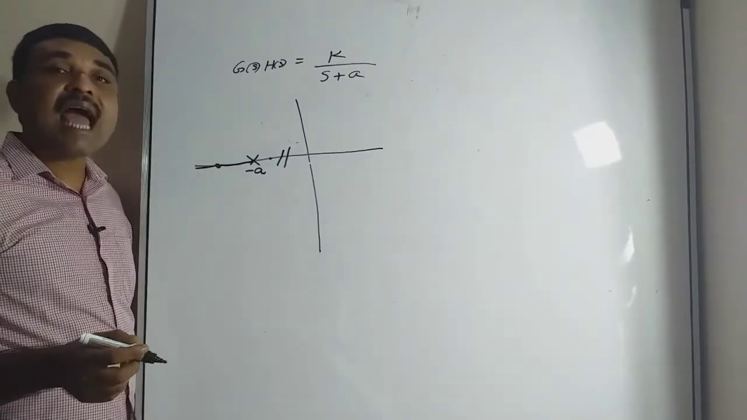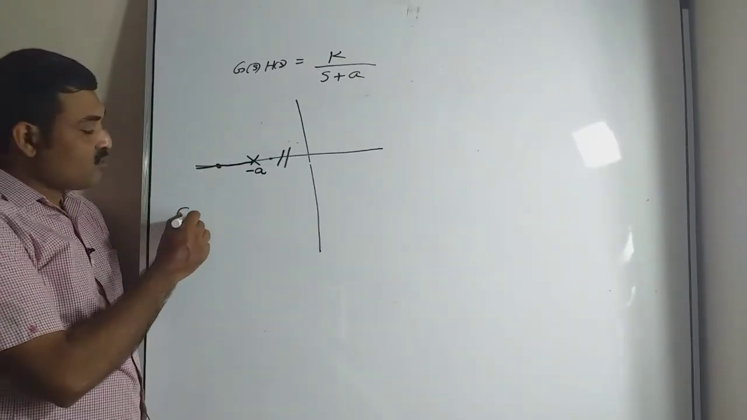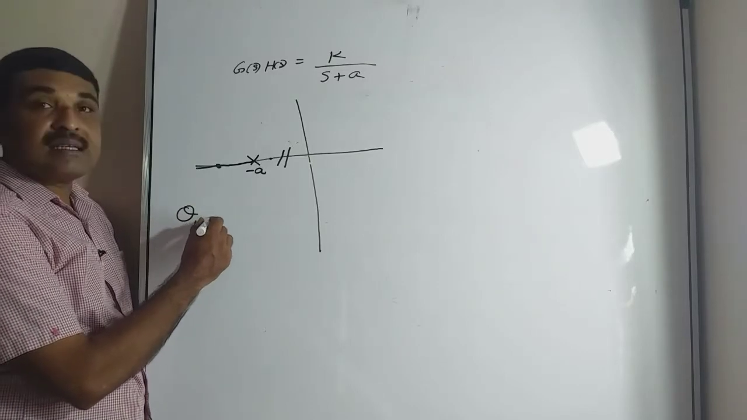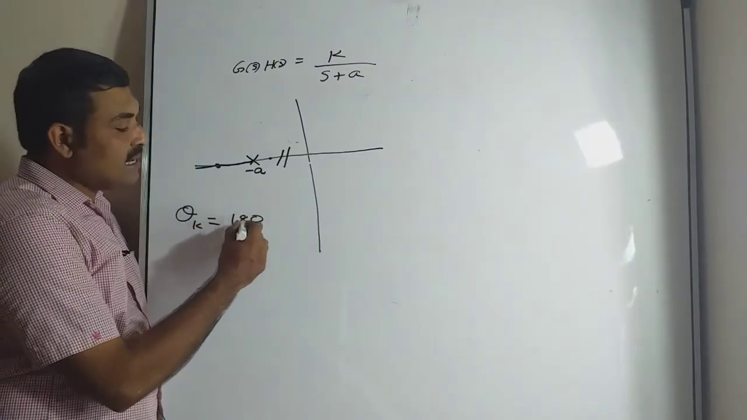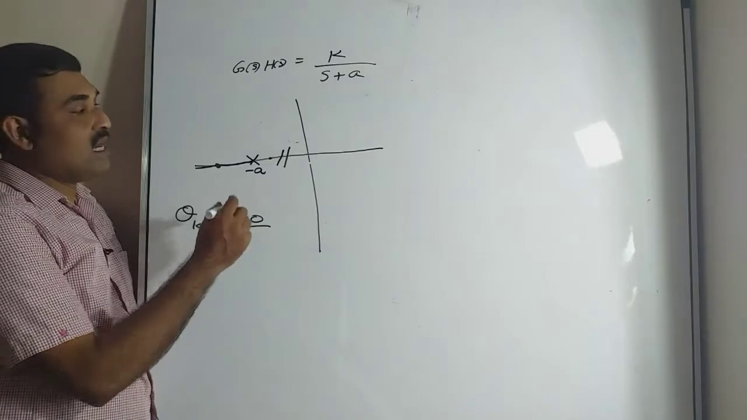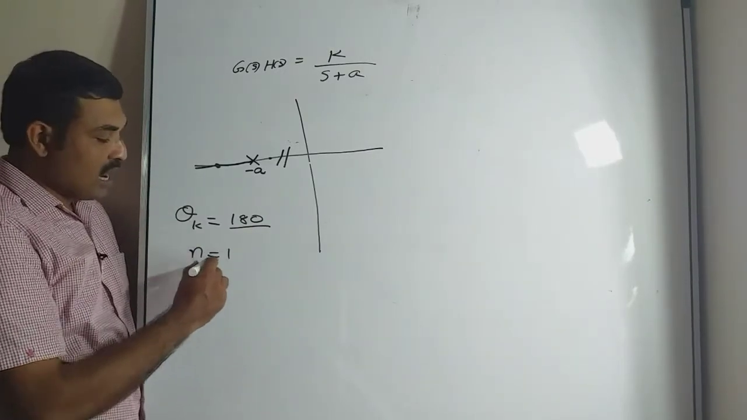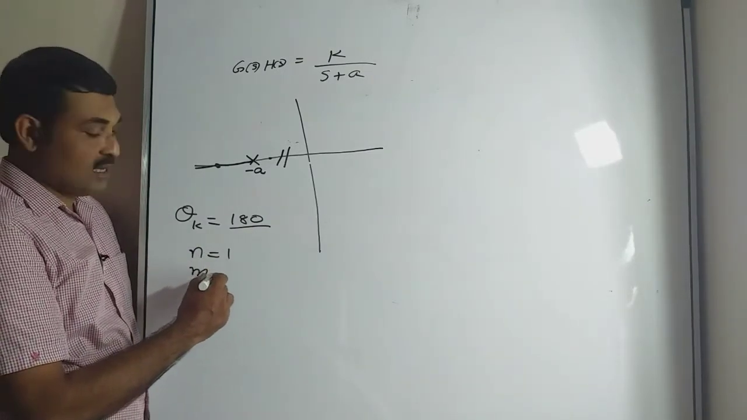Now, what is the angle of asymptote? The angle of asymptote theta k is equal to 180 divided by n minus m. Here n is equal to 1 and the number of zeros m is equal to 0.